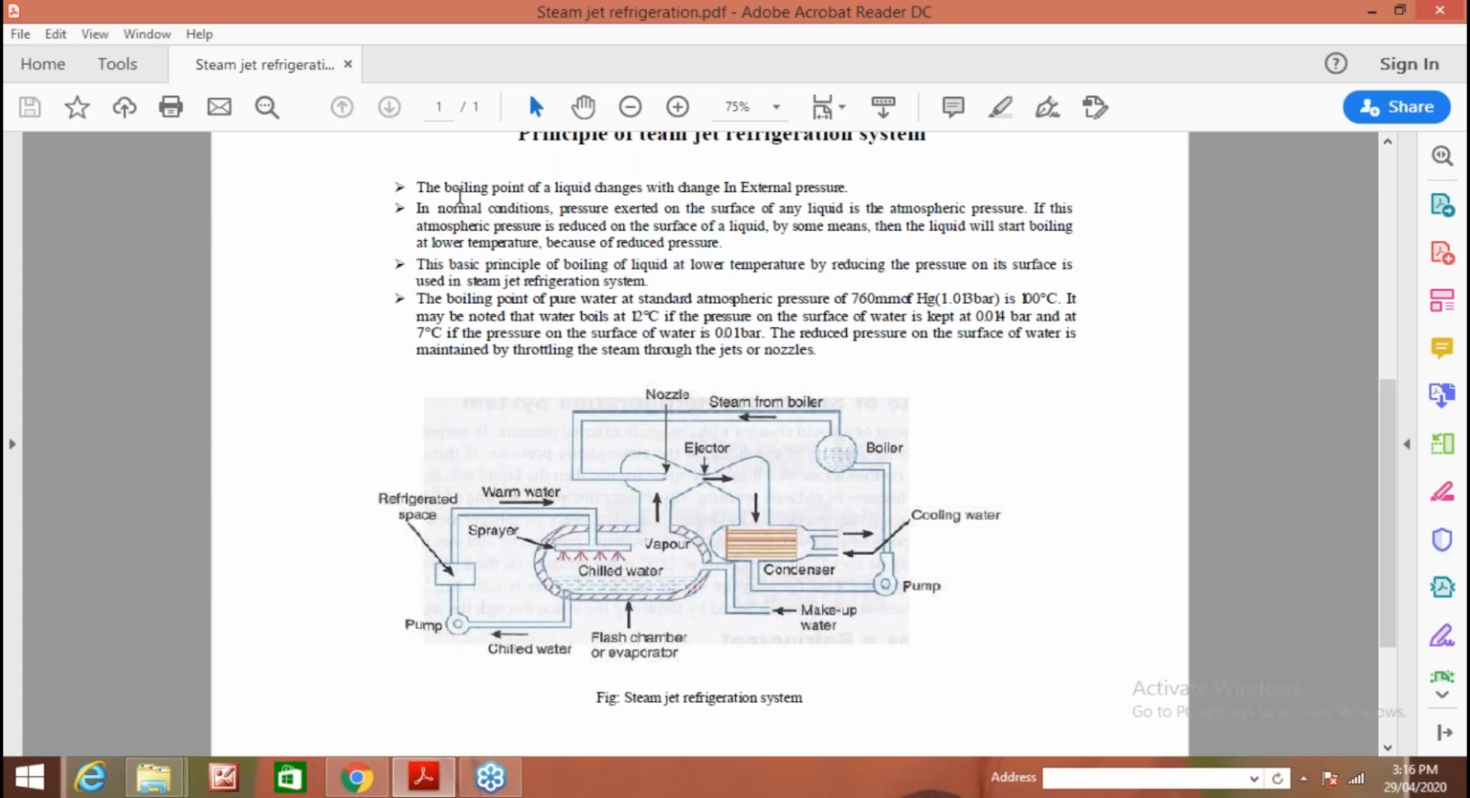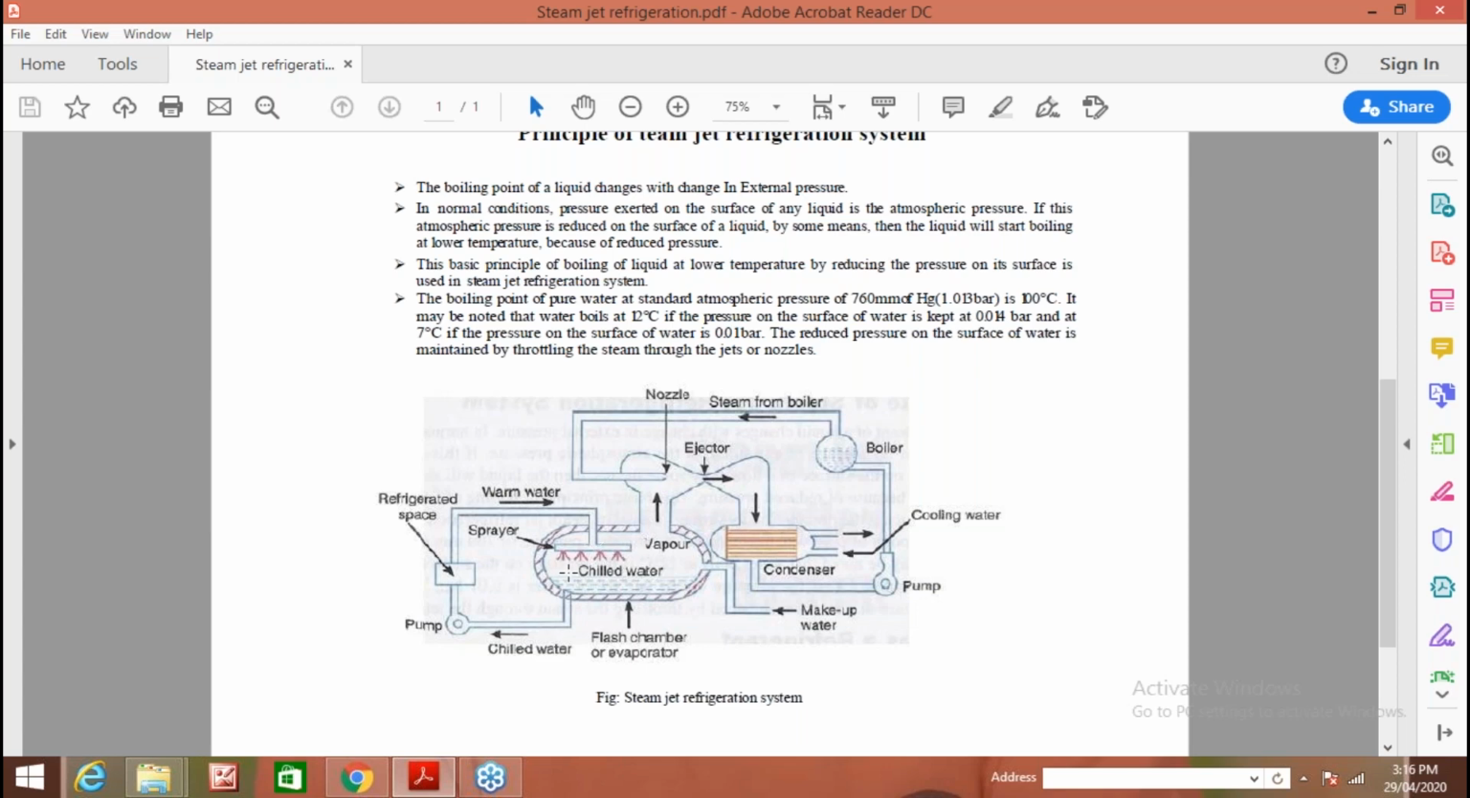As we discussed earlier, the boiling point of a liquid changes with change in external pressure. At normal pressure, water will boil at 100 degrees Celsius. We want to refrigerate or cool this space, and our refrigerant is water. Chilled water is supplied to this refrigerated space through this pump. The chilled water takes heat from the space, becomes warm, and goes to the evaporator, where pressure is maintained very low, so that boiling of water takes place at low temperature.